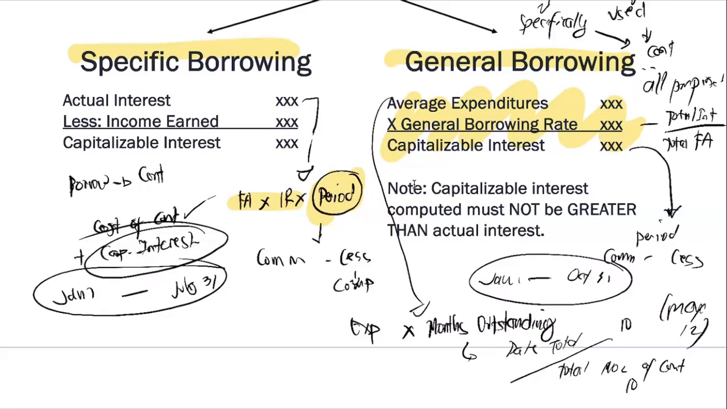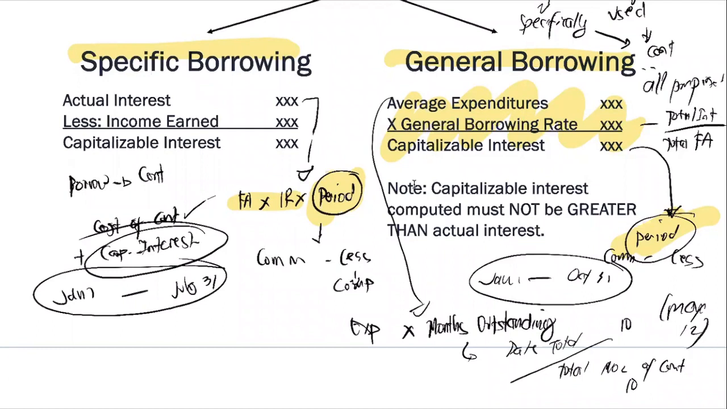Okay? Again, what is the quotient in computing for capitalizable interest? Do not forget to multiply it to the proper period. You always use 12 over 12. So if it finished in June, July, August, count that period. Count it. Okay? Because, as we said, when do we start capitalization?